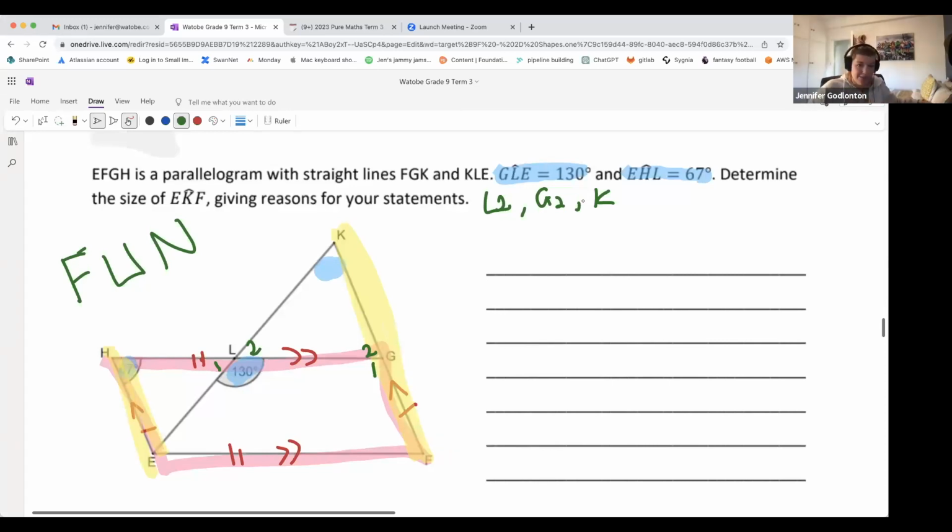I'm going to give you guys some time to try and have a look at this. Remember, take out your paper. You should be working on it on your side. Try and figure it out. Especially with geometry, writing out the reasons is really important. It helps us remember them.